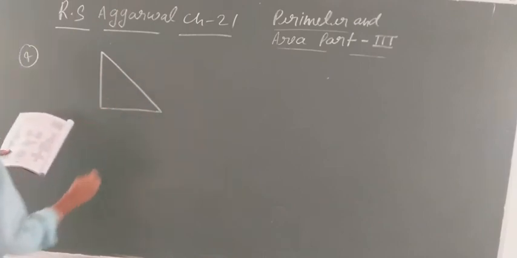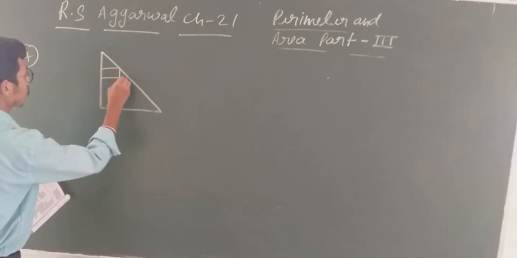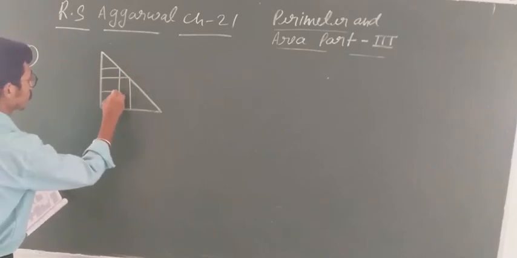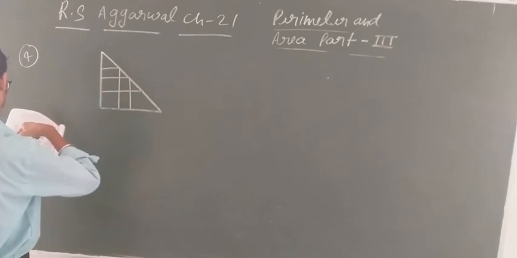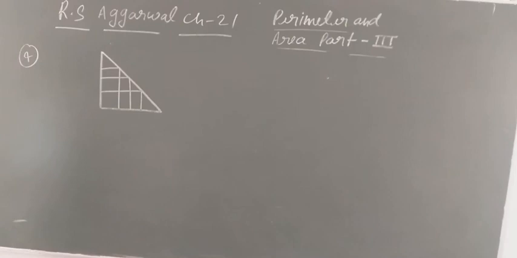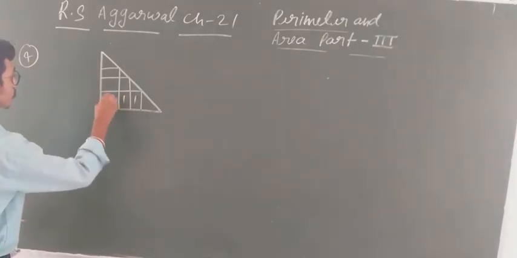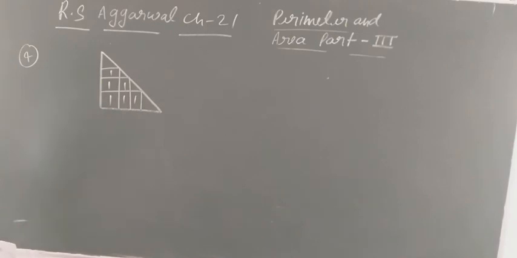This is a triangle, and how many squares are given? 1, 2, and this one is 1, 2, 3. Okay. So this is your given diagram. Clear? Now you know that this one is full, this is also full, this is also full, this full. Okay. So total how many full, student?